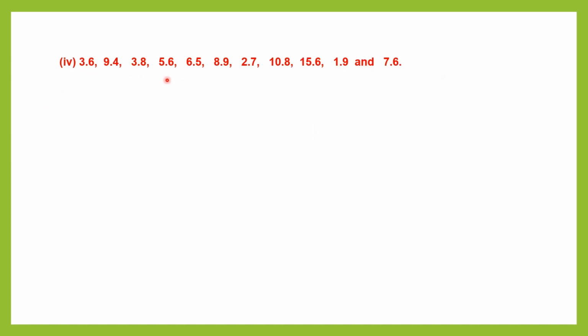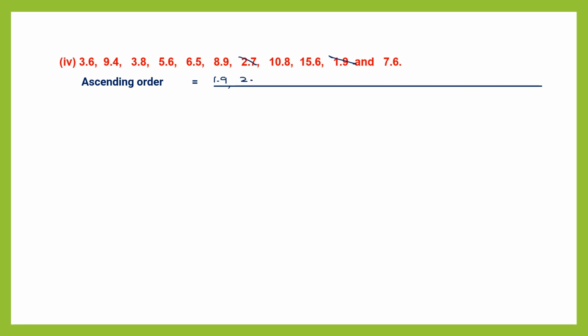Question 4. Again, here we have data. The first step is arranging it in ascending order. So let's look for the smallest. Here we have 3.6, 3.8, 2.7, 1.9. So 1.9 is the smallest. Let's write that first. So 1.9. Then we can write 2.7. Then we have 3.6 and 3.8. 3.6 will come next, then 3.8.